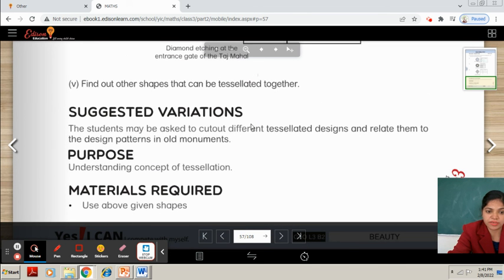Fine, students. So now move to the next, that is page number 58.